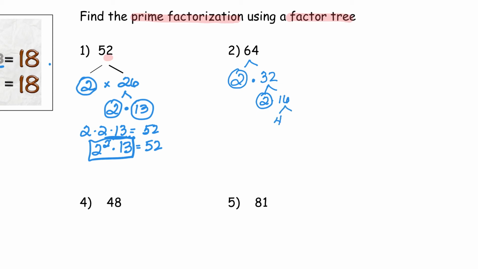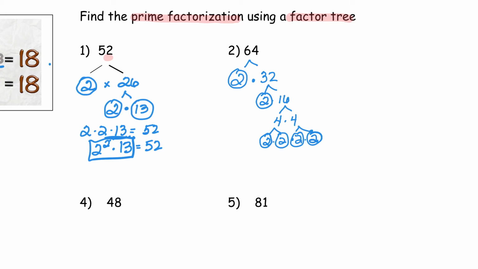Here, I'm going to select 4 times 4. Those are not prime numbers, so I'm going to keep going. This is 2 times 2. Circle, circle because it's prime. Times, don't forget the other 4. 2 times 2. And there I have it.